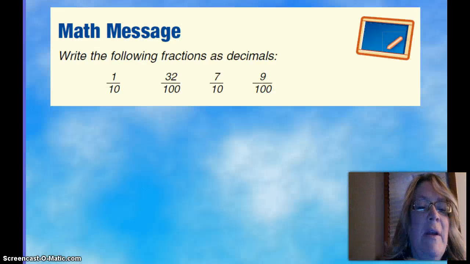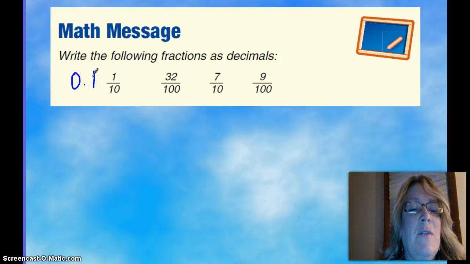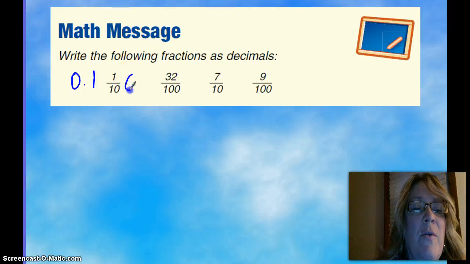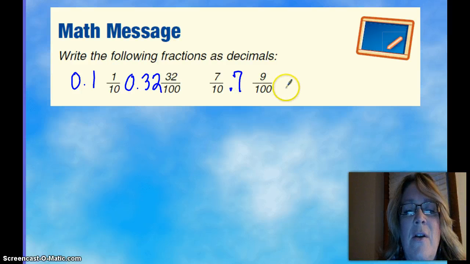0.1. That is 1/10. 32 hundredths, you would write as 0.32. 7/10, you would write as 0.7. And 9 hundredths, you'd write as 0.09.